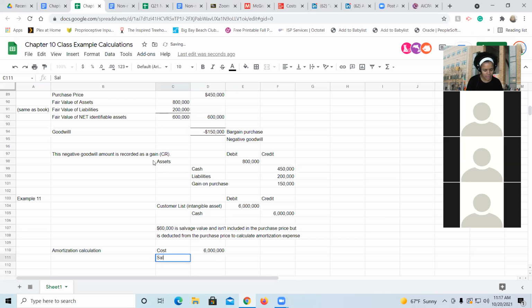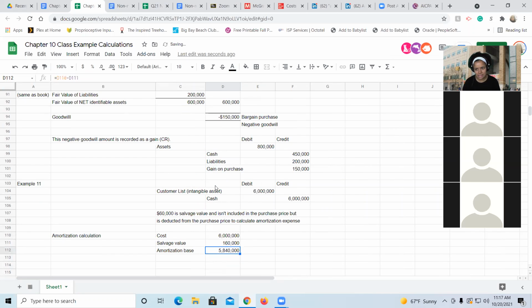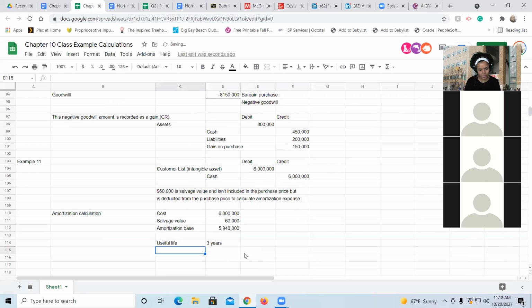This might ring a bell to you guys. Cost 6 million, salvage value 160,000. So this is going to be what we would call the amortization base. Okay. We don't amortize the 160. Sorry, I put 160 instead of 60,000. We don't amortize the 60,000 because we are expecting to recover it, so we don't have to expense it in our books. So the amount that we will base amortization on is 5,940,000. The useful life is 3 years, meaning that we can use it obviously over 3 years.